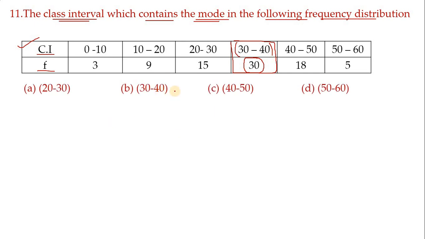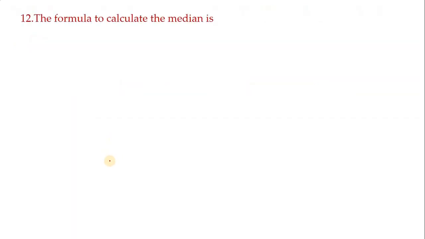Your correct option is, and these are the options, children. The correct option is B. See here, the highest frequency is 30. So option B is the correct one. Move on to the next one.